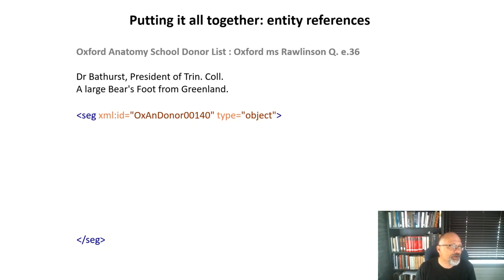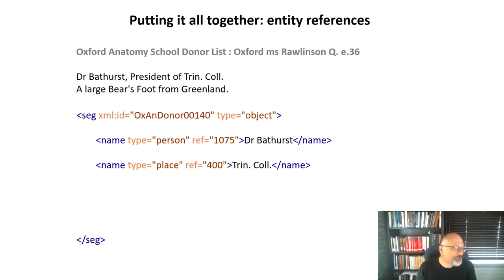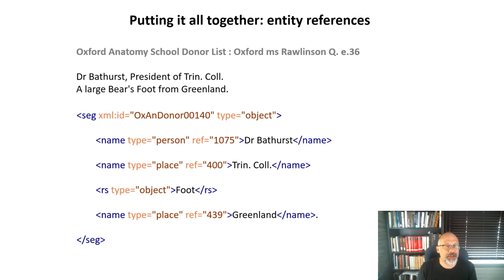So you put it all together and we have the container, which identifies the mention of the object. It gives an XML ID to that object as distinct from an object group or an object set. We have the name of the person involved, the name of place associated with that person, the RS string that identifies the object that's being talked about, and then another name that in this case is the source place for that object.